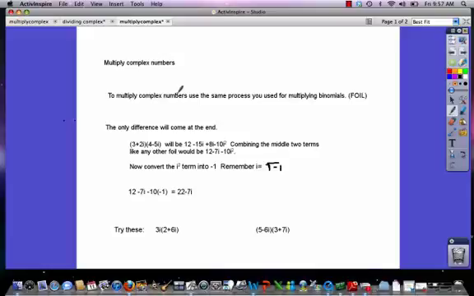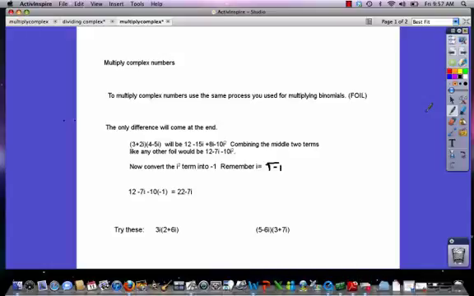Hi, today we're going to talk about multiplying complex numbers. So far, we've figured out how to simplify them, and we know that the square root of -1 is i. So today we're going to multiply them, and when we multiply them, we're going to get some kind of different results once in a while.